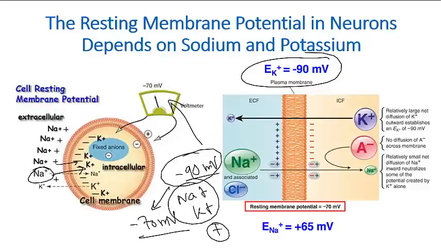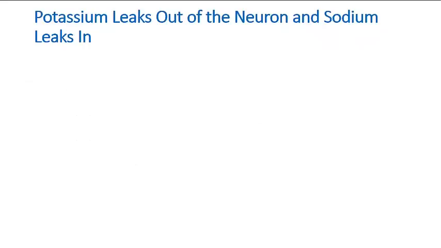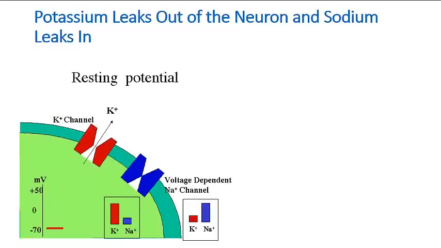You see here it's noted that there is a relatively large net diffusion of potassium out, and while we are taking it in, not only potassium but sodium is also taken inside of the cell. So we call it a slight modification. Okay, so what we say in the case of a nerve cell is that potassium leaks out of the neuron and sodium leaks in. Okay, this is how they maintain the resting membrane potential always.